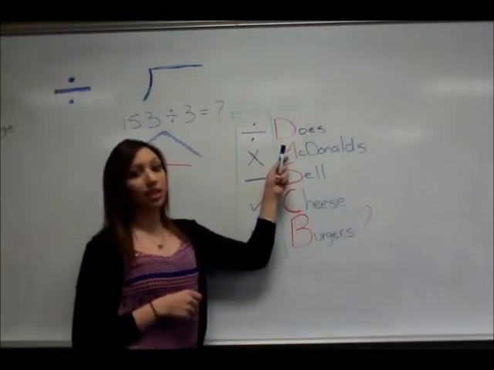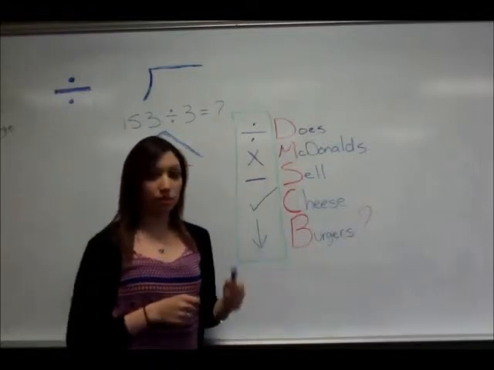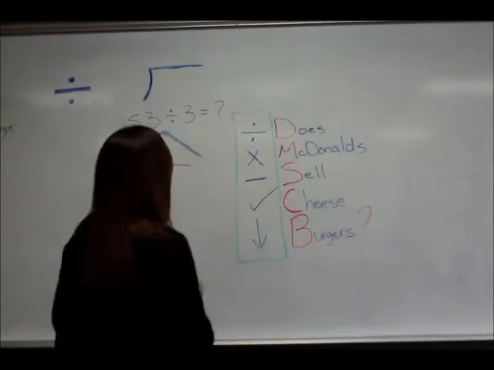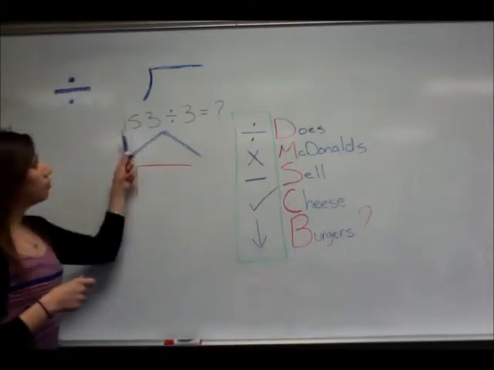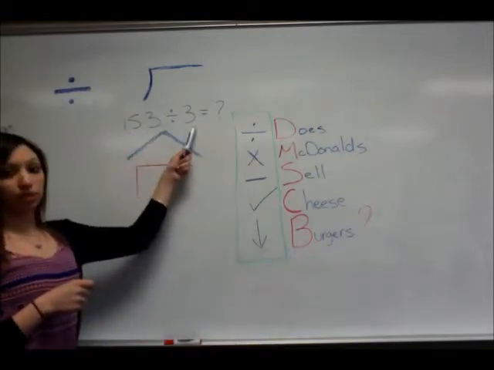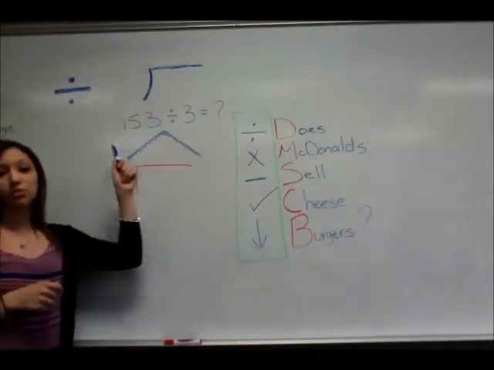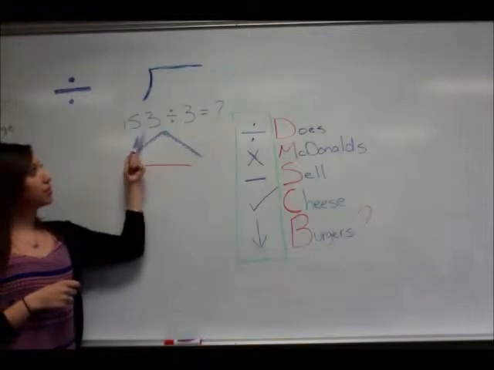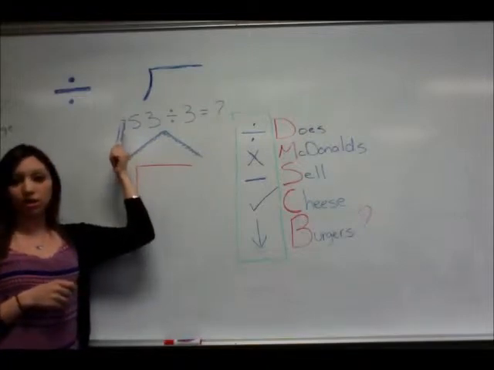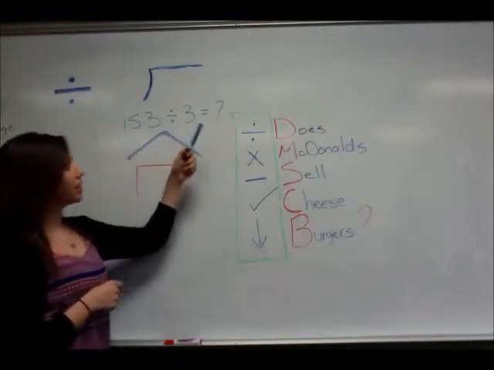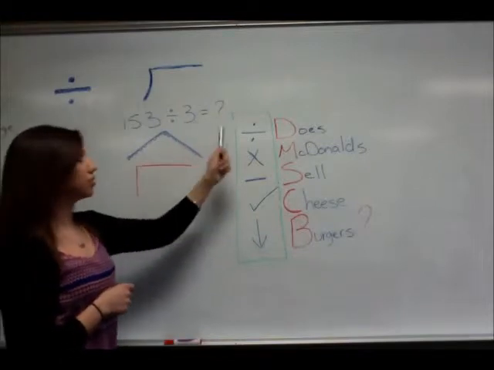The first letter is going to tell us what to do. Okay? So let's go into the problem. 153 divided by 3 equals our quotient. Okay? What was the first one? Remember, the big number is called our dividend, divided by our divisor, equals our quotient.